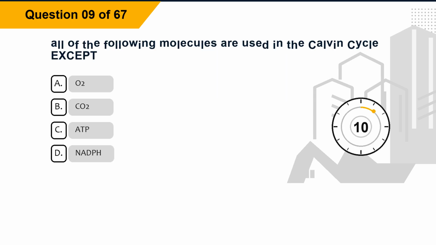Question 9. All of the following molecules are used in the Calvin cycle except option A, oxygen, option B, CO2, option C, ATP, option D, NADP.